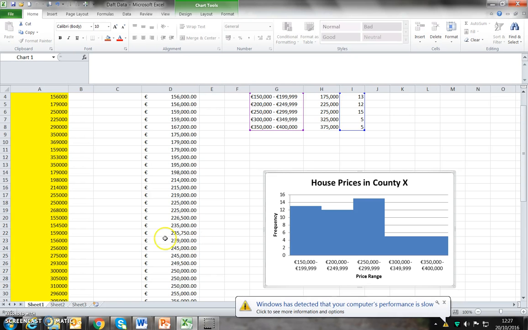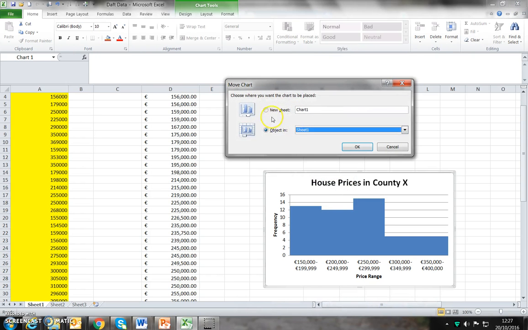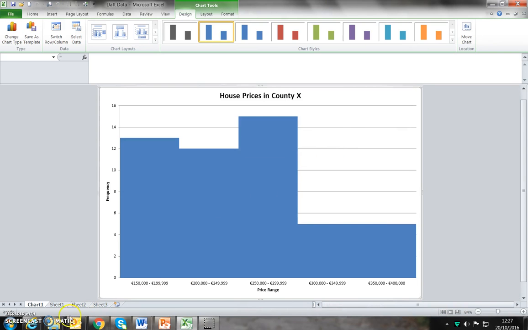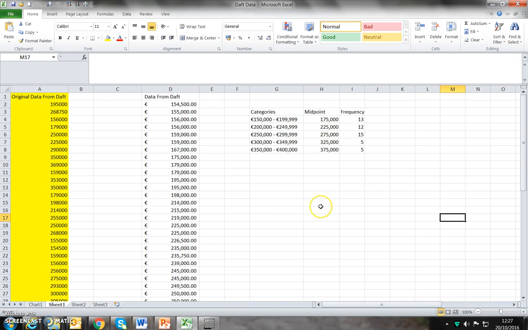So the first thing that we'll do is move this house prices in a particular county chart into another area. So we'll move the chart into a new sheet. Okay, so now our chart comes up down here in a sheet of its own, taking it away from our screen there.